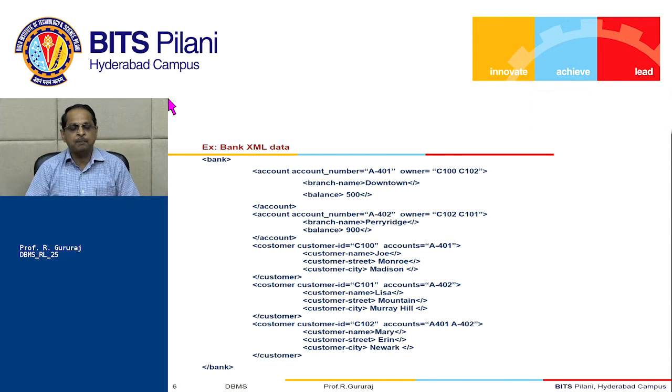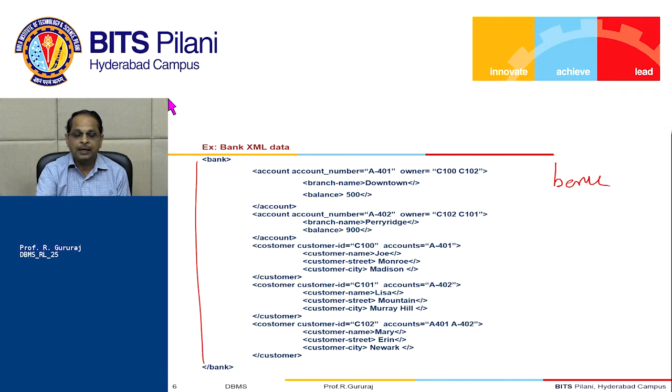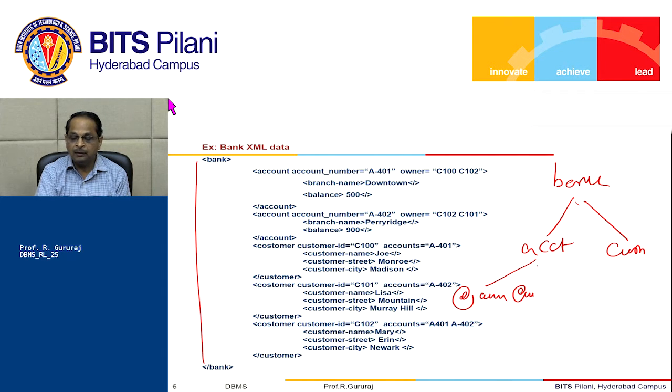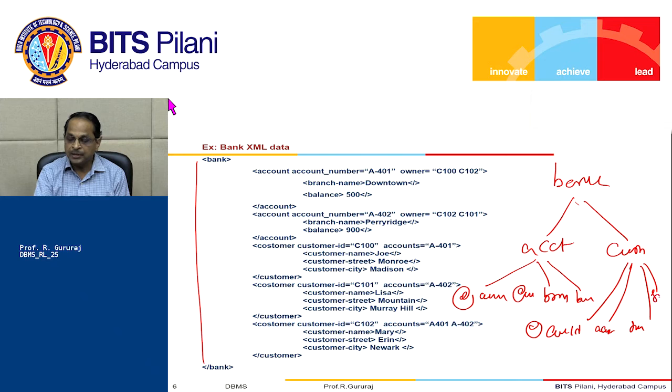If you take this example XML document, you have a bank element, and under the bank you have account elements, and then you have customer elements. Under the account element, it has an attribute called account number and an attribute called owner, and it has branch element and balance element. Under the customer, you have customer ID as an attribute and the account number as an attribute, and you have customer name, street, and customer city as the sub-elements.